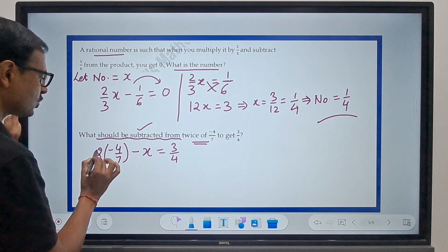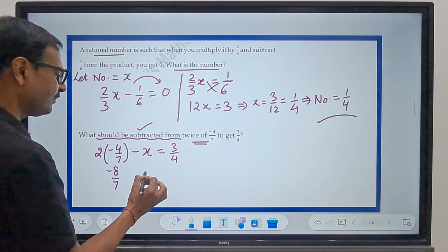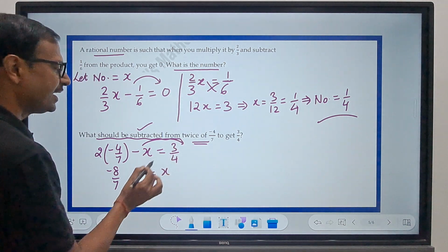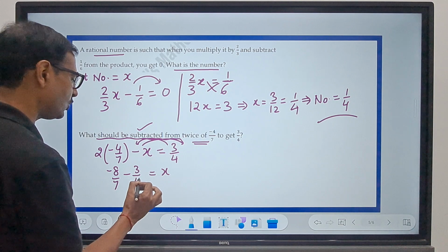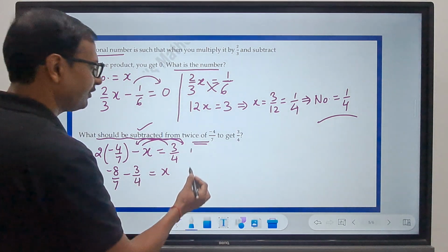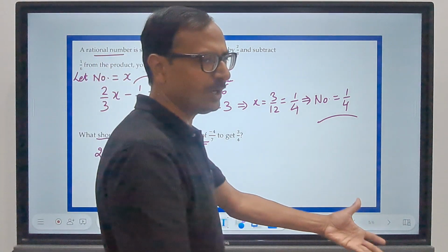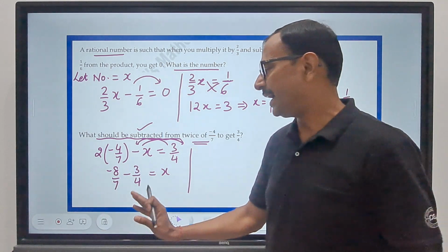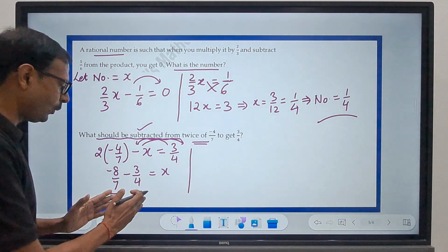Why? Because twice of this is minus 8 by 7, and I can actually shift this minus x to the other side, making it plus x, and 3/4 can be shifted here, which gets converted to minus 3/4. See, I have isolated the variable now. The variable can be on the left hand side or on the right hand side, it doesn't matter. It's an equation, right? We are finding x equal to something. And how do you add or subtract this? Because 7 and 4, they are co-prime numbers.